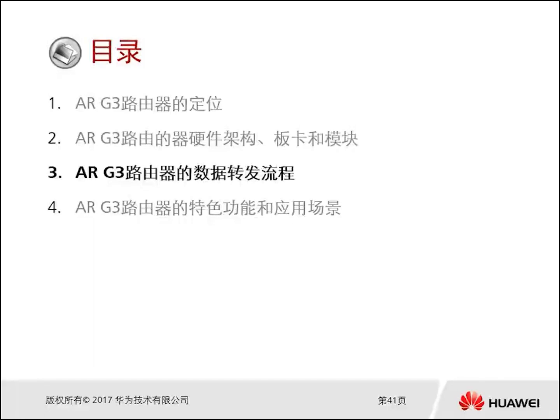Can also immediately distinguish what this line is. What type of line is this port?